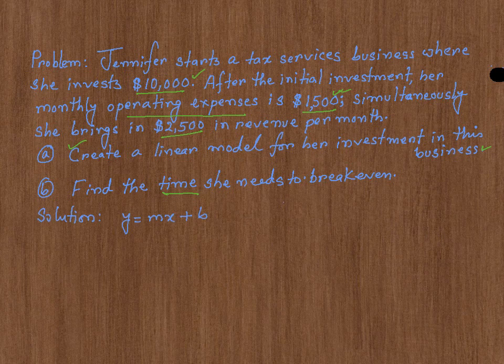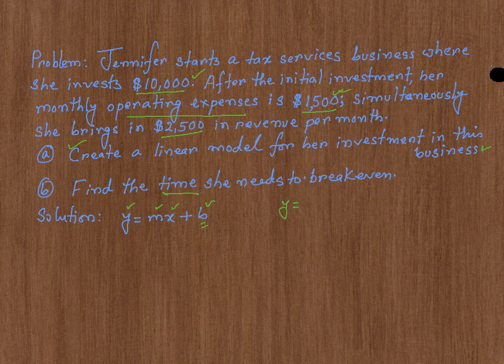This problem is actually a straightforward application of y = mx + b. b is the fixed amount, the initial investment, which is like the y-intercept. And m is the slope, the rate of change. How are her expenses changing every month? Now we are assuming a couple of things here. y is her total expenses, and x is the number of months she is in business.